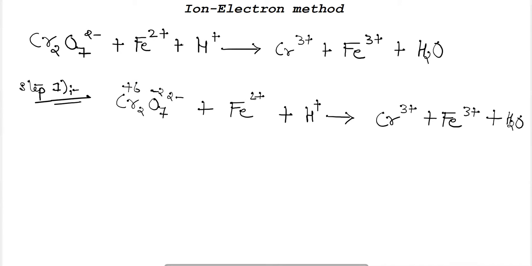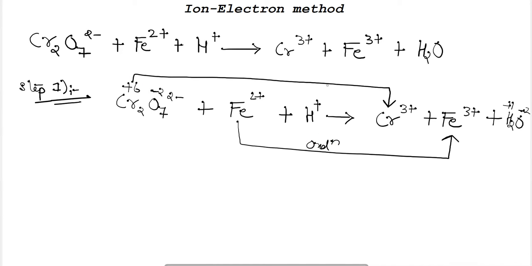Okay, next Fe2 plus, so the oxidation state for Fe is 2 plus only, hydrogen +1 only. Chromium +3, iron +3, and water, here hydrogen will be having +1 and oxygen will be having -2 oxidation state. So here we observe that iron is undergoing oxidation and chromium is undergoing a reduction process.